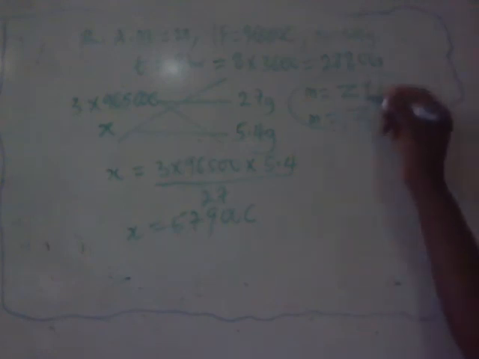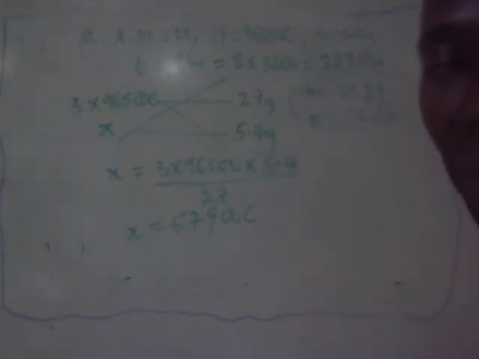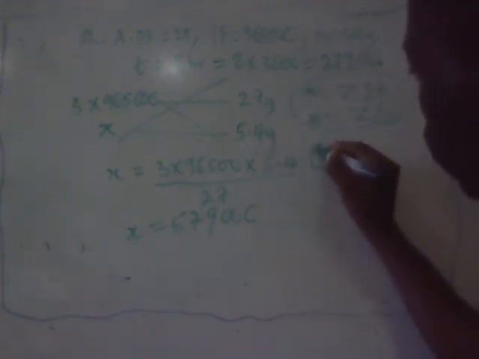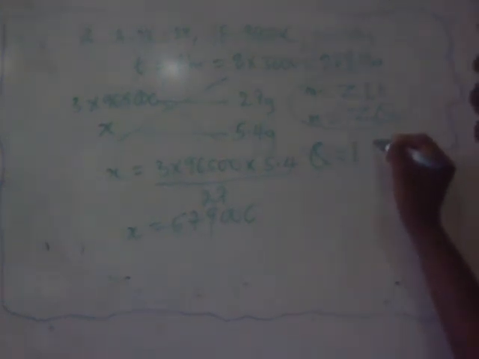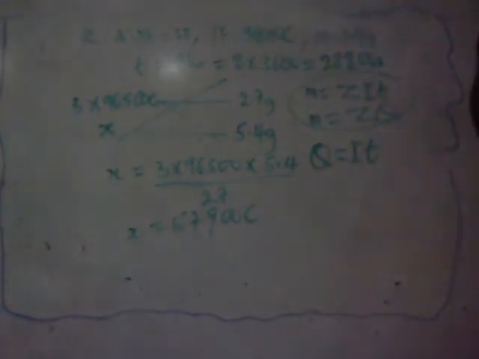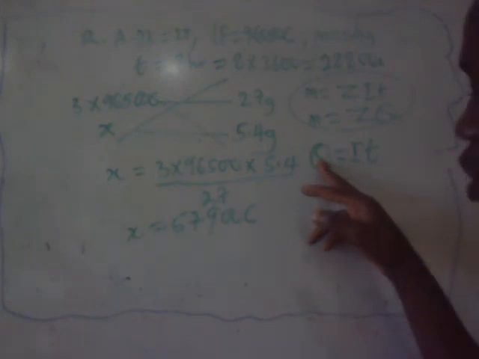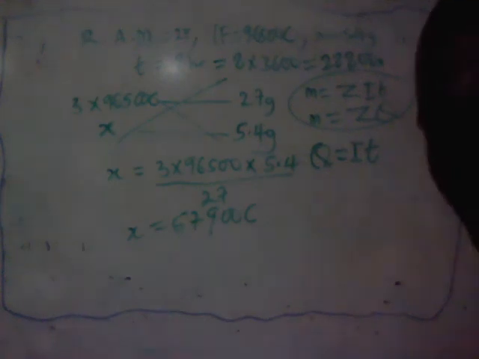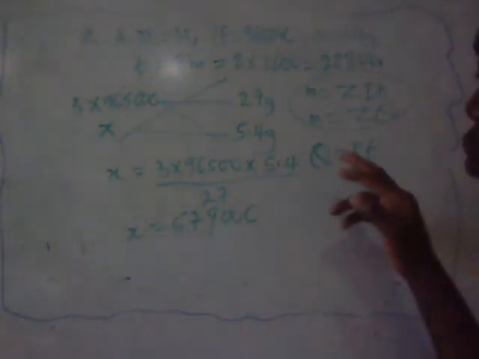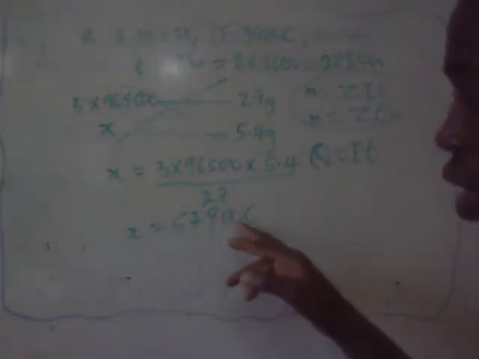Q equals IT. This is the formula. Q is a quantity of electricity, I is a current, and T is the time. The unit of Q is coulombs, the unit of I is amperes, and the unit of time is seconds. So what's our Q? We have gotten Q as 57,900 coulombs.